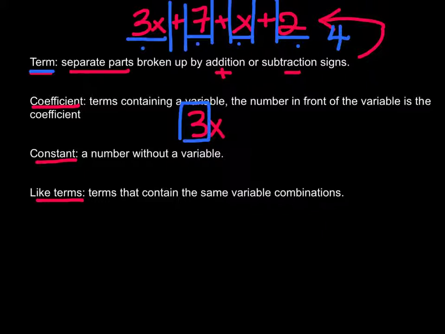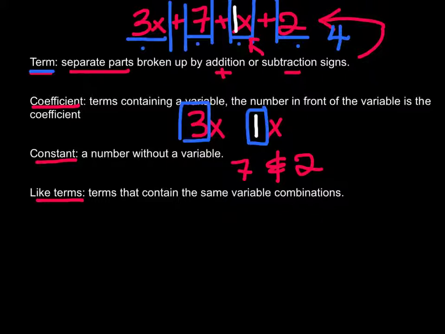If we look at this third term, this just x, it has a coefficient, but the coefficient is invisible. The coefficient is in front of that x, and the coefficient is an invisible number 1. So technically I can rewrite that whole thing as 1x. The constant. Constants are numbers that do not have a variable. So our constants in our example problem are 7 and 2.